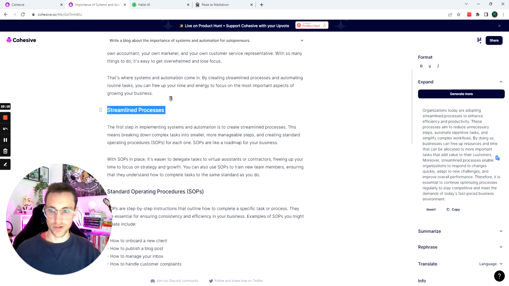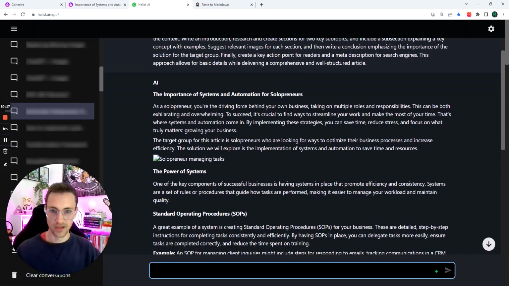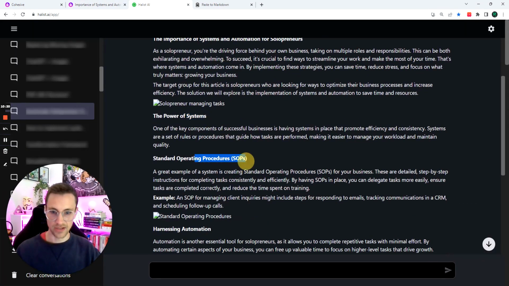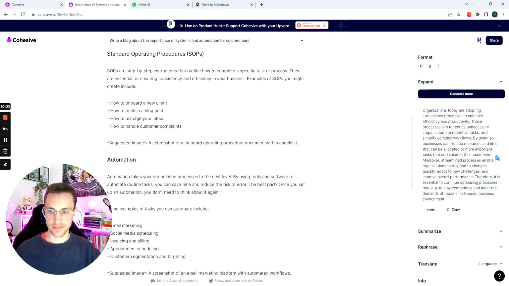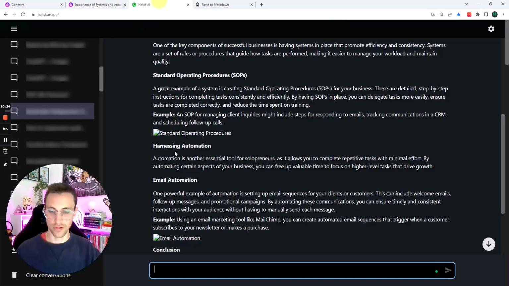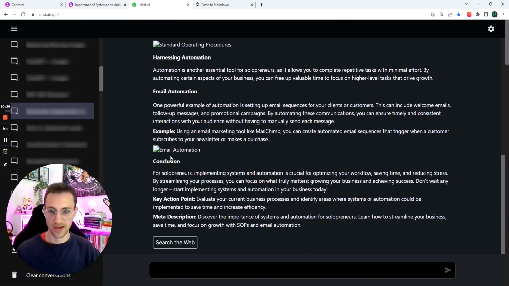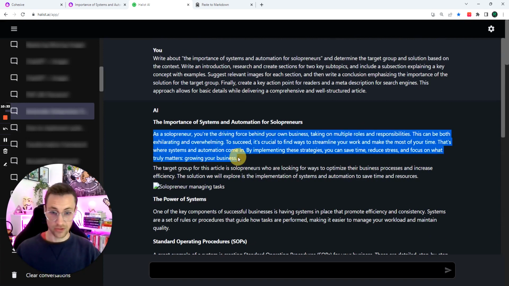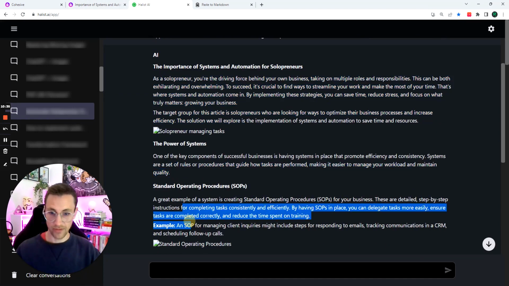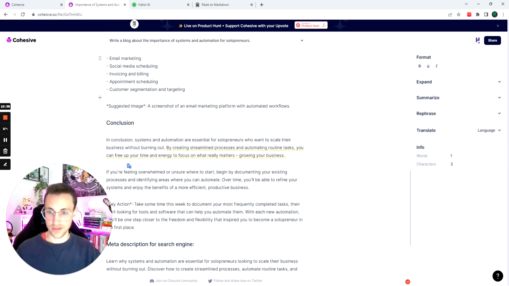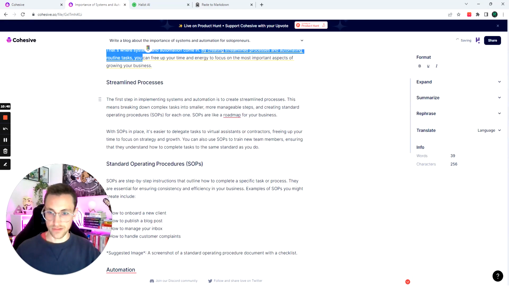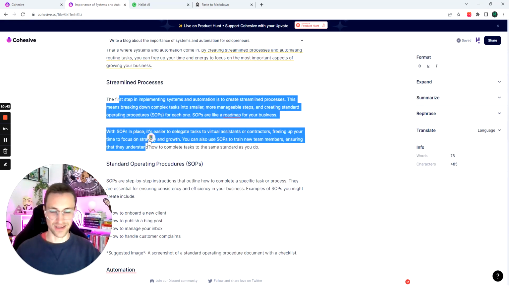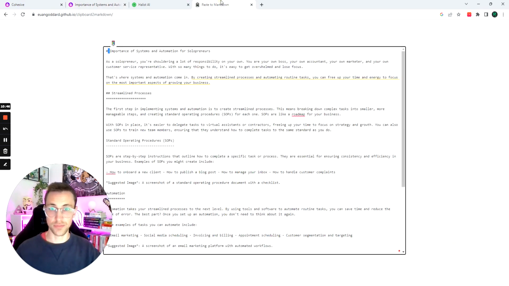So the importance, streamlined process, SOPs, importance, systems, SOPs, automation, conclusion. Now it talks about that. Conclusion, the action, meta description. So it pretty much worked out well. Even here, two paragraphs, then one paragraph, an example. Let's see, two paragraphs. Okay, it's not exactly perfect in terms of copy pasting, but the output is still really, really good.